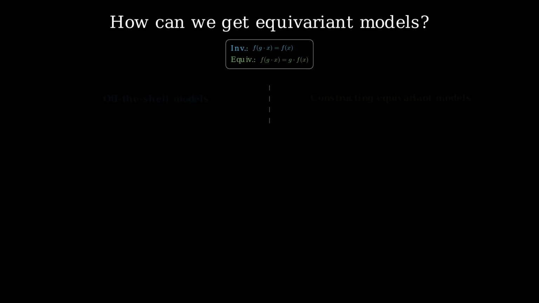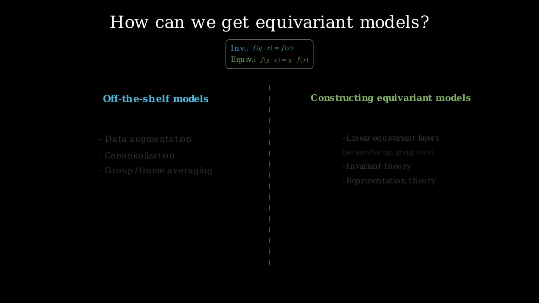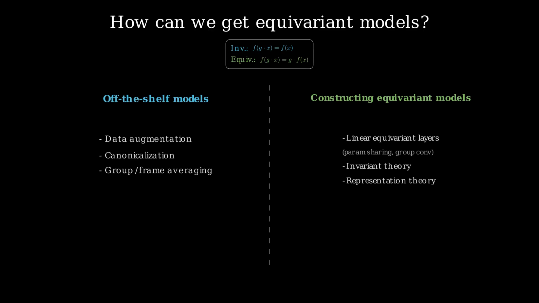With the mathematical foundations in place, let us quickly recap the full toolkit: two broad families of approaches for getting equivariant or invariant models. The off-the-shelf family includes data augmentation, canonicalization, and group or frame averaging. The constructing family includes equivariant layers, invariant theory, and representation theory. In this section, we zoom in on canonicalization, the idea of mapping every input to a standardized orbit representative before applying the model.